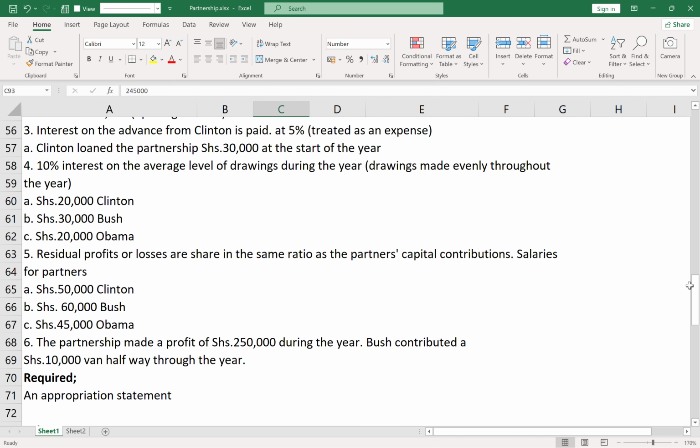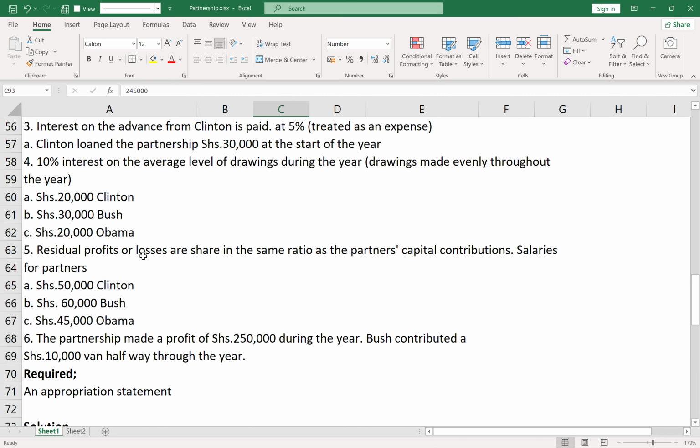We shall also deduct their salaries. We are told salaries, and residual profit or losses are shared in the same ratio as the partners' capital contributions. So salaries for partners are 50,000 Clinton, 60,000 Bush, and 45,000 Obama.